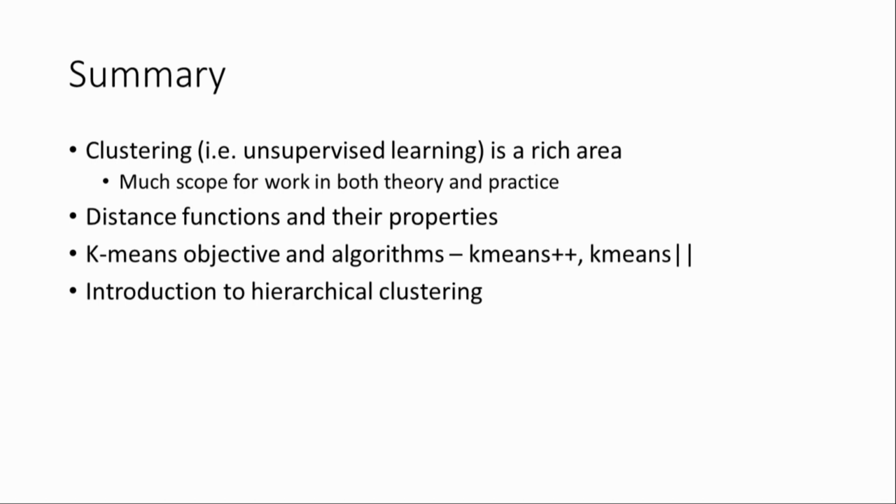We saw the k-means objective function. We saw this very interesting k-means plus plus, and k-means parallel, which is the MapReduce version of k-means. And we did an introduction to hierarchical clustering, and the 3 different types of hierarchical clustering, although we didn't really go into the objective function and so on. So the next time we'll start with dimension reduction and the connection of clustering to dimension reduction. That's what we'll do.